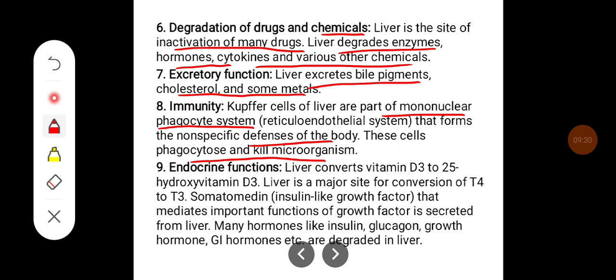It has endocrine functions to serve. It converts vitamin D3 to 25-hydroxy vitamin D3, that is 25-cholecalciferol. The liver is the main site of conversion of T4 to T3. Somatomedin, that is insulin-like growth factor that mediates the important functions of growth hormone, is secreted from the liver. Many hormones like insulin, glucagon, growth hormone, GI hormones, etc., are degraded in the liver.